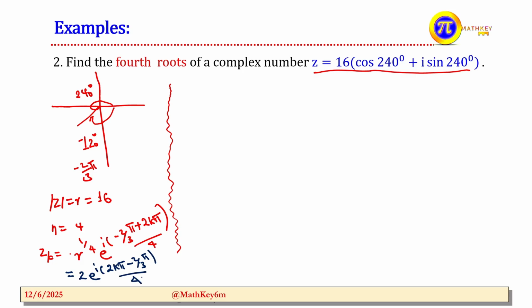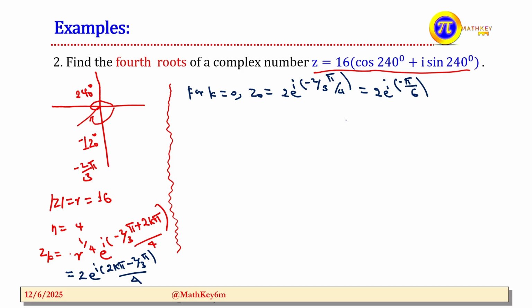And our k runs from 0 to 4 minus 1, that is 3. For this, k is equal to 0. This implies z0 is equal to 2 times e to the power of, when you make k 0, it becomes i of negative 2 over 3 pi divided by 4. Our result is equal to 2 times e to the power of i of what? This is negative pi over 6.